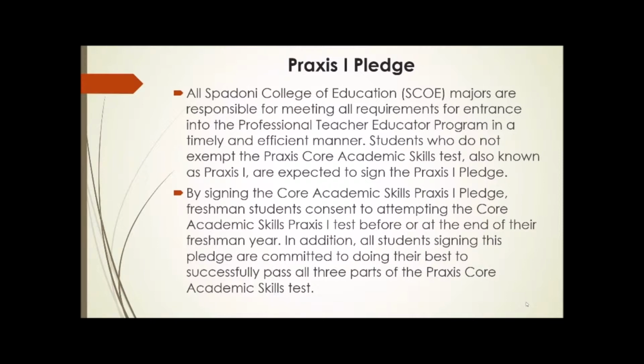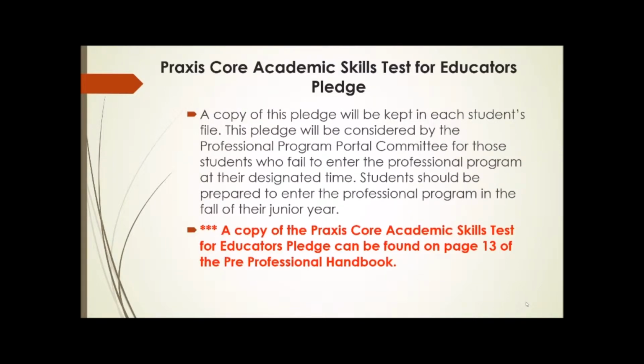In addition, all students signing this pledge are committed to doing their best to successfully pass all three parts of the Praxis Core test. A copy of the pledge is kept in each student's file. This pledge will be considered by the Professional Program Portal Committee for those students who fail to enter the professional program at their designated time. Most students will enter the professional program at the beginning of their junior year. A copy of the Praxis Core Academic Skills Test Pledge for Educators is found on page 13 of the Pre-Professional Handbook.